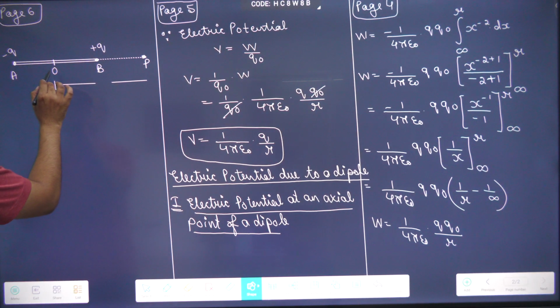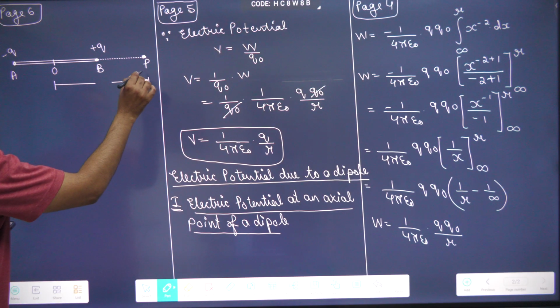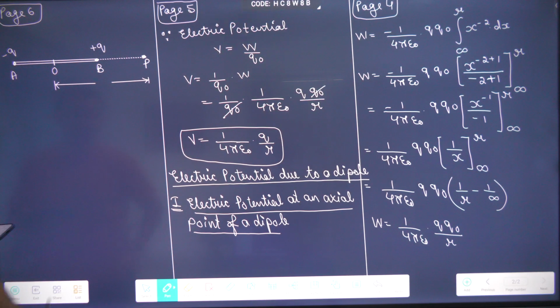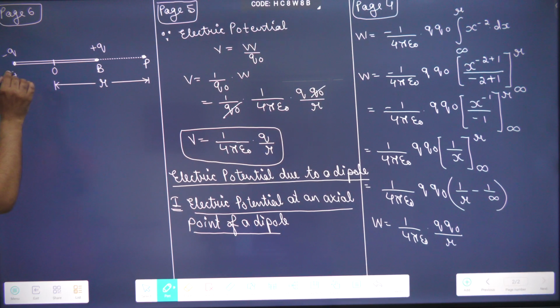So from point O, I want to calculate electric potential at point P. The distance between point O and P we always consider as small r. Now, this is small a, this is small a, and this distance is also small a.